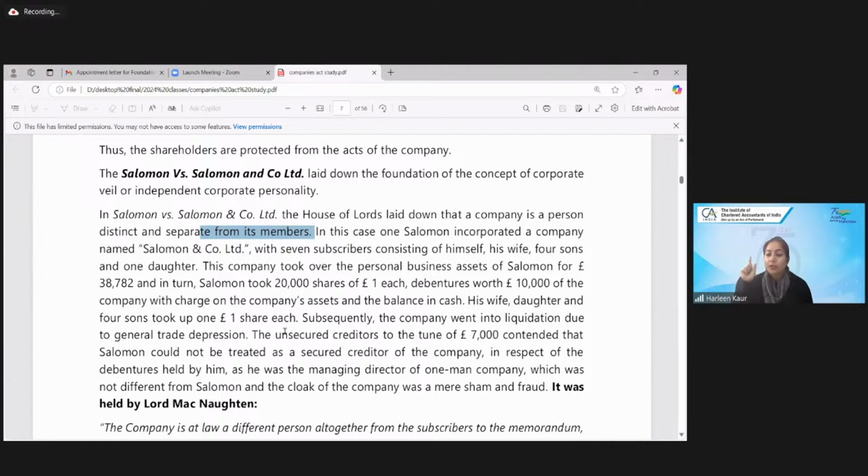Now, this line is very important. 20,000 shares he has taken, share capital. He has subscribed, Salomon, and he has taken debentures worth 10,000 pounds. What is the meaning of debentures, children? You all are chartered accountant students.